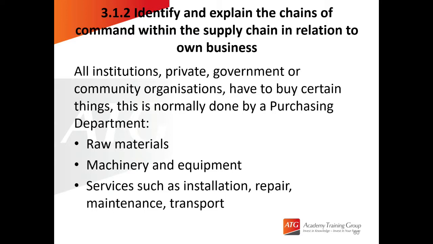Now, let's identify and explain the chains of command within that supply chain in relation to your own business. All institutions, private, government, or even community organizations have to buy certain things, and this is normally done by a purchasing department. Things that could be purchased, for example, are raw materials, machinery and equipment, as well as services such as installation, repair, maintenance, as well as transportation.